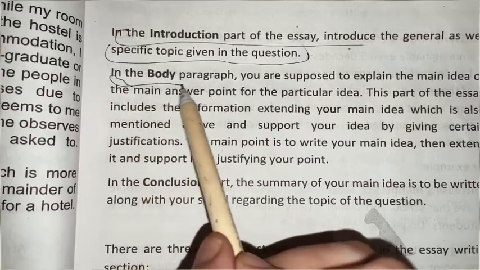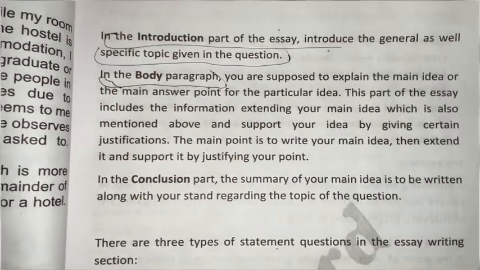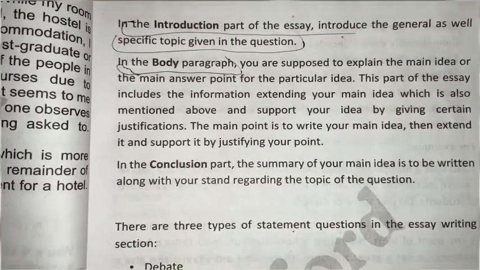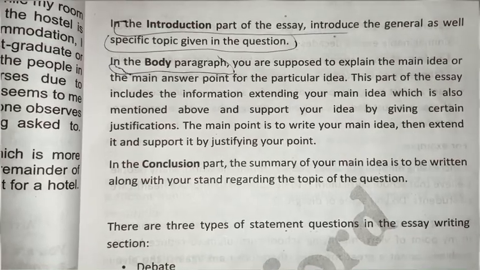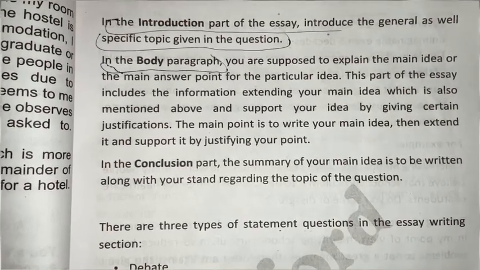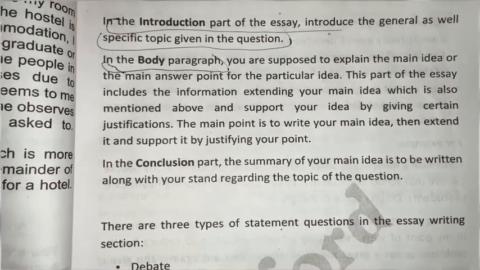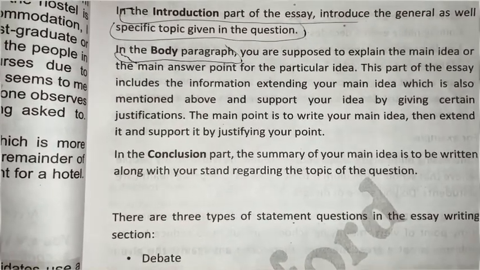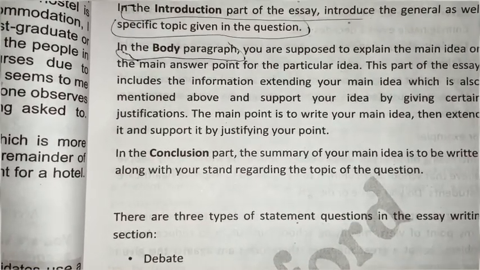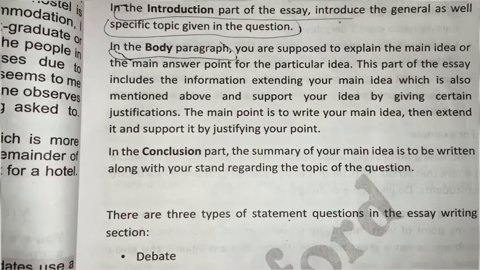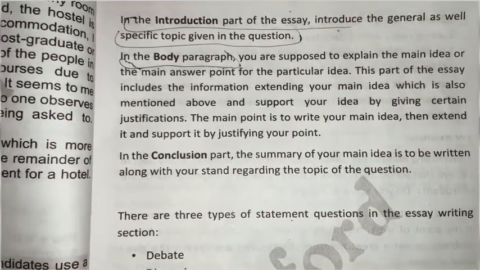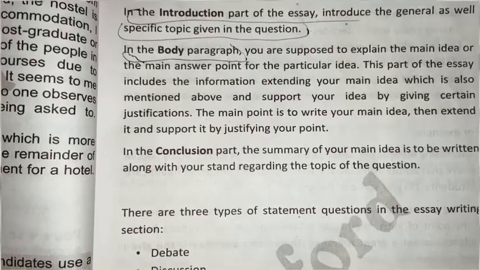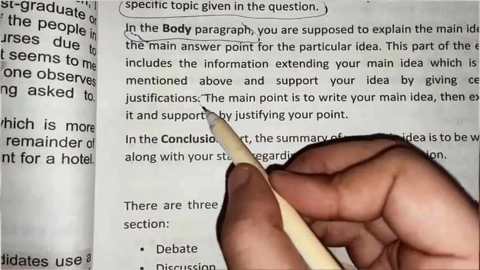Now in the body paragraph, you are supposed to explain the main idea or the main answer point for the particular idea. This part of the essay includes the information extending your main idea, which is also mentioned above, and supports your idea by giving certain justification. The main point is to write your main ideas, then extend it and support it by justifying your point.